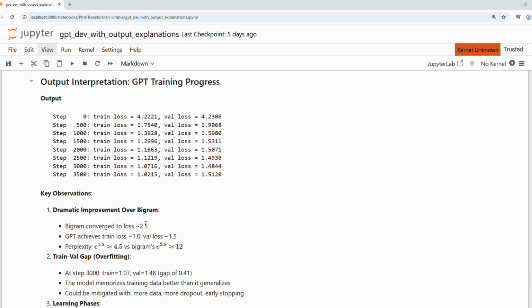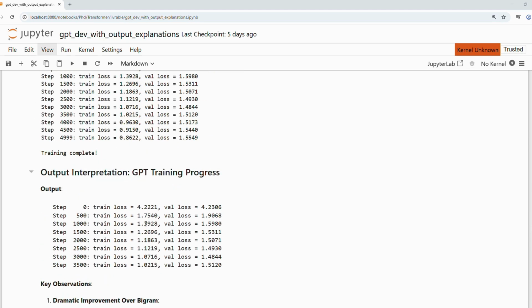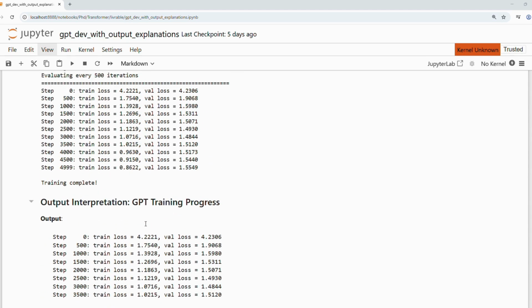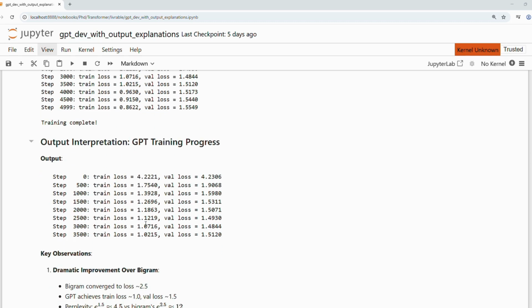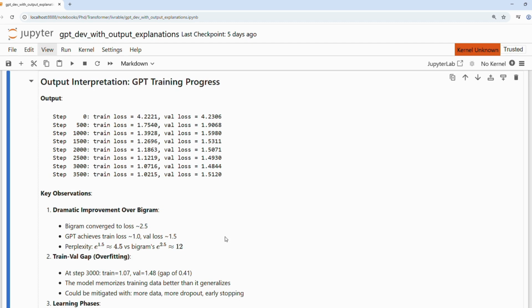By step 1000, it's at 1.39. The model continues improving through step 3500, where the training loss reaches approximately 1.02. Meanwhile, the validation loss tells a complementary story. It drops quickly at first, reaching about 1.50 by step 1000, but then begins to plateau around 1.48 to 1.51.